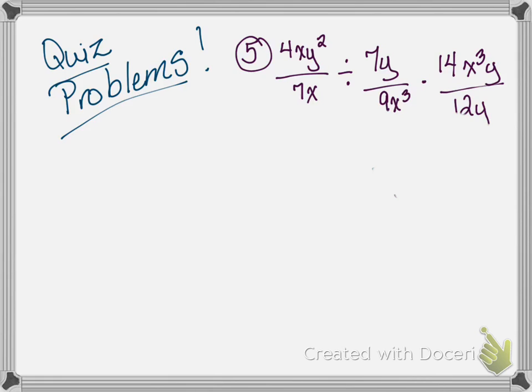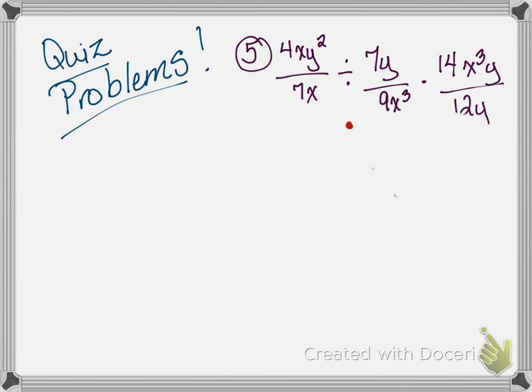4xy squared over 7x divided by 7y over 9x to the third times 14x to the third y over 12y. Now, the first thing that I'm going to do is deal with that division sign. I am going to change that division sign to multiplication, and then I am going to reverse or flip 7y over 9x to the third. That's what I'm going to do.